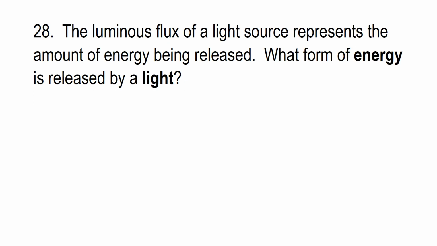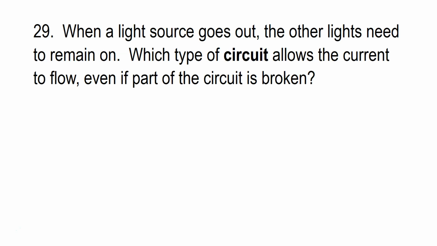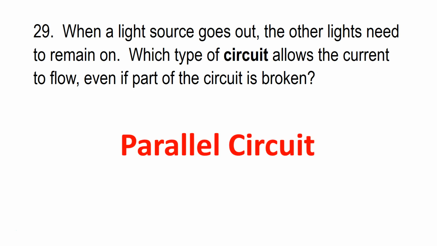The luminous flux of a light source represents the amount of energy being released. What form of energy is released by light? If you think back to our forms of energy, we have radiant energy. Light radiates from its source. When a light source goes out, the other lights need to remain on. Which type of circuit allows the current to flow, even if part of the circuit is broken? We've explored that parallel circuits allow that to happen, and that's because they send multiple paths for the electrons, whereas in a series circuit, if you break that one path, you've broken the whole circuit.